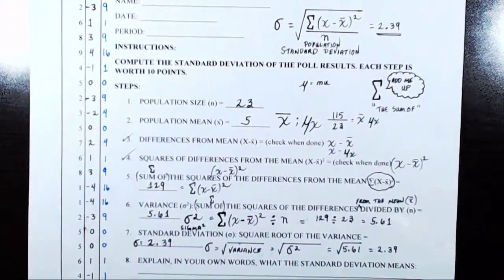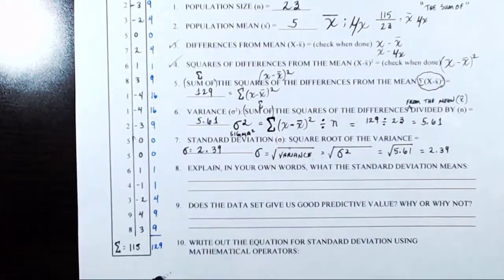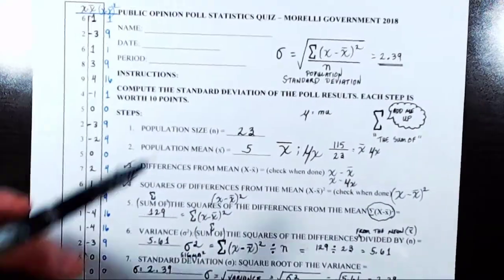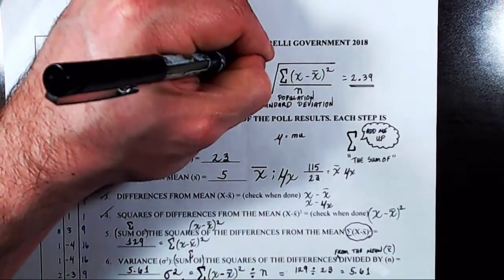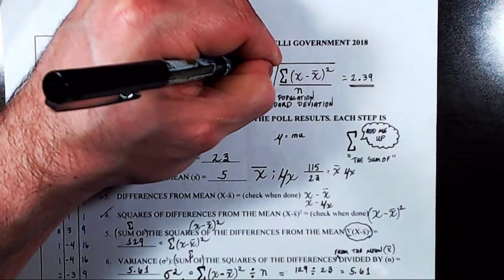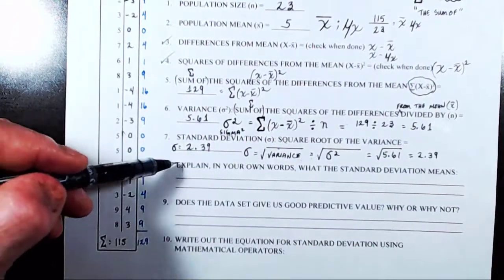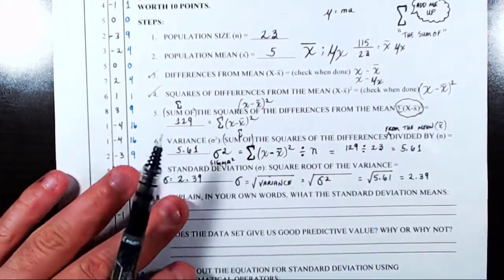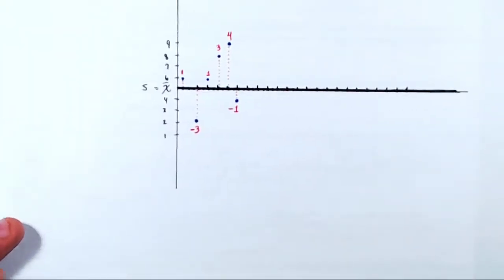Let's take a look at what, incidentally, we did in number 10: write out the equation for standard deviation using mathematical operators. That's what this is. Playing the home game and doing this quiz, that's number 10. Next, explain in your own words what the standard deviation means. Let's use a different piece of paper, because I want to explain this to you.